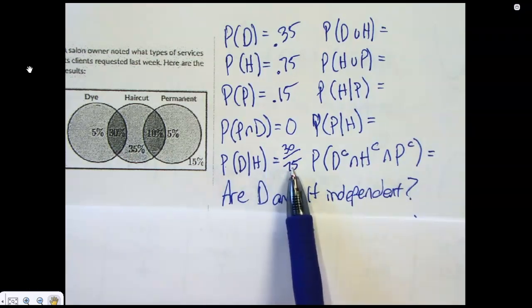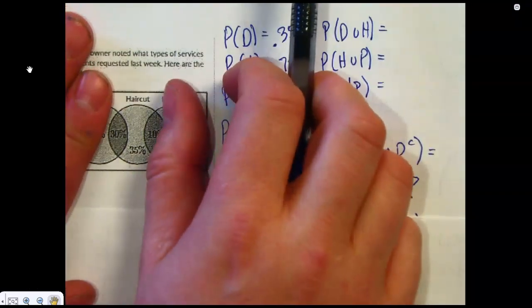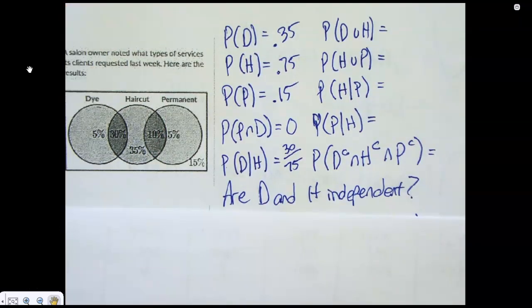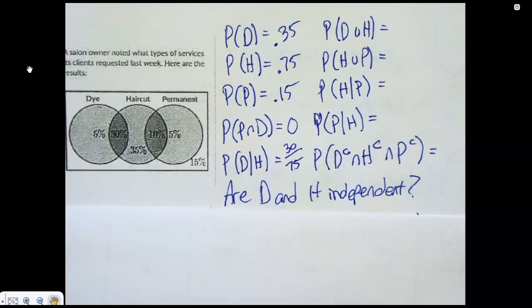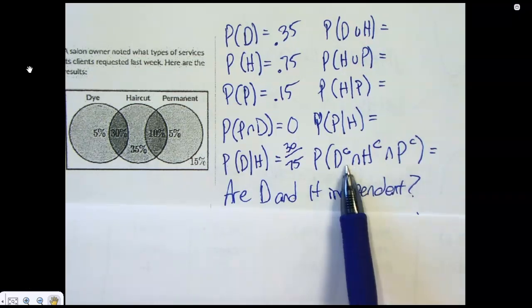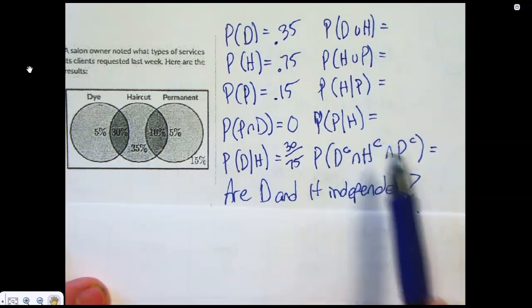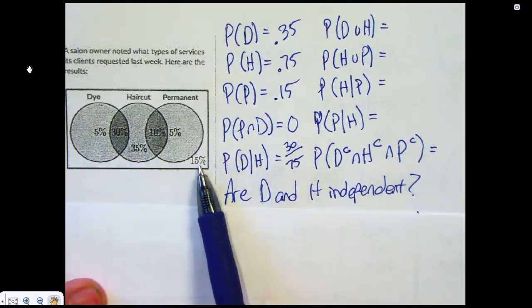This one? Dye given haircut. So the haircut circle is 75 big, right? And in that haircut circle, we're going 39. Am I good to go through the right hand side or not yet? If it's a complement, is it still in that circle? So this would mean not dye, and it's not haircut, and it's not perm.